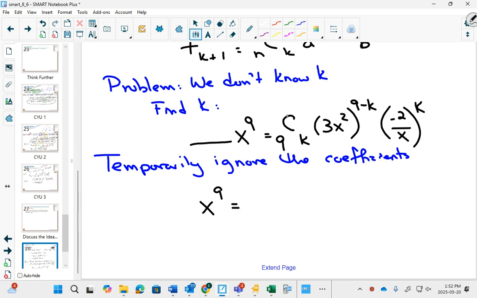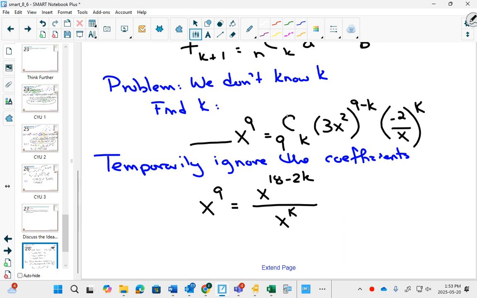I can ignore the 9 choose k, because that's going to be a number, which is going to affect the number in front. I can ignore the 3, because that 3 is going to get an exponent and be a number in front. But I know that there's going to be this x squared to the 9 minus k, which will be x to the 18 minus 2k, because that's my exponent rule. You multiply exponents. And that will be in my numerator. Then in my second one, I have x's that will be in my denominator, k of them. I can ignore the minus 2, and I just look at my x's.